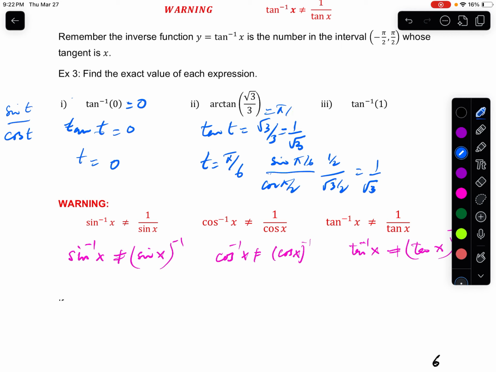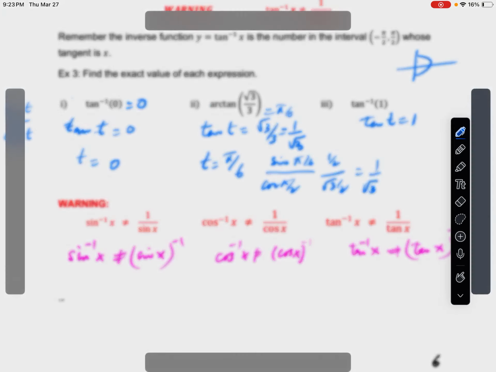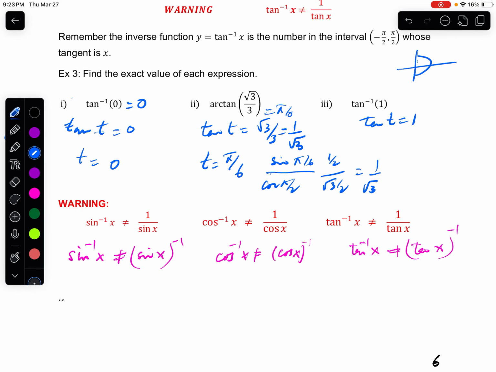The last one: tangent inverse of 1 is what? We are finding t such that tangent of t is equal to 1. Remember, we have to stay in these two quadrants. Tangent of t equal to 1 means t is equal to pi over 4.